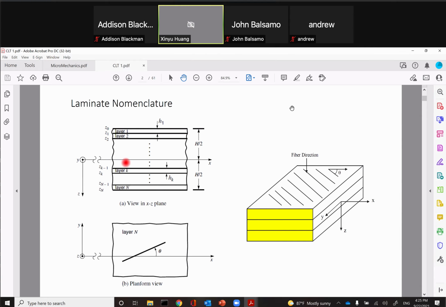Almost as important as the neutral axis in beam theory is the midplane. For a symmetric plate, if there's a layer here with a certain orientation, there's a same layer at an equal distance on the other side. Always symmetric. Okay, that's a symmetric plate.